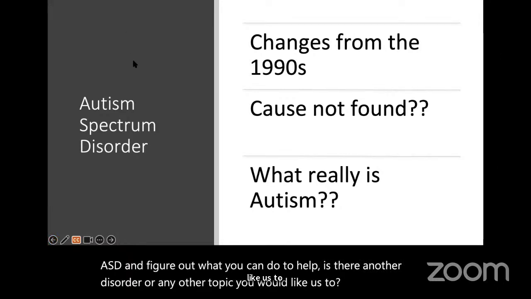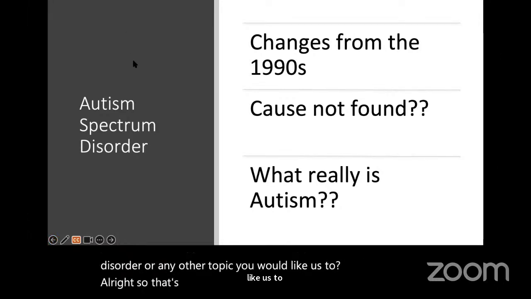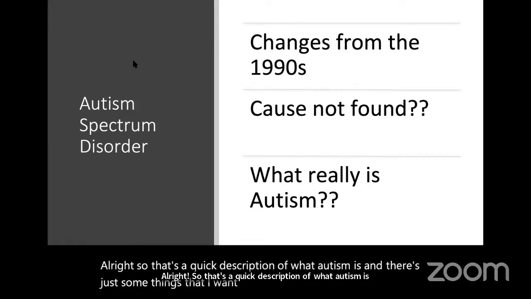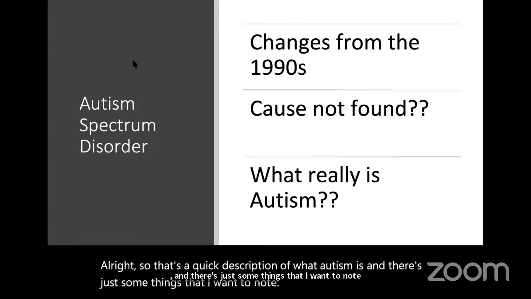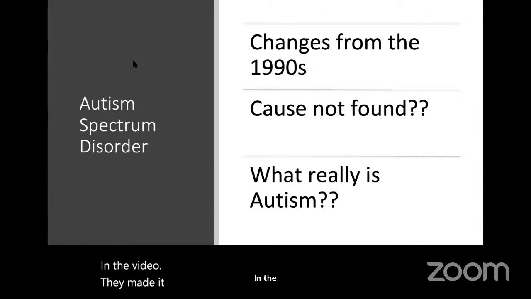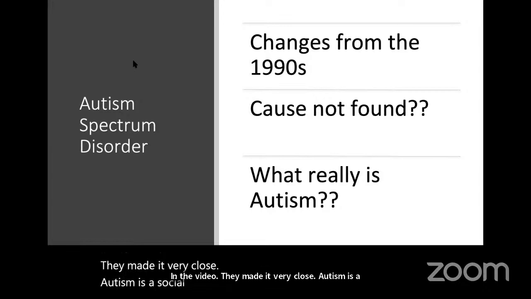All right, so that's a quick description of what autism is, and there's just some things that I want to note. In the video, they made it very close. Autism is a social disease, and this is the first thing that we need to understand about autism.